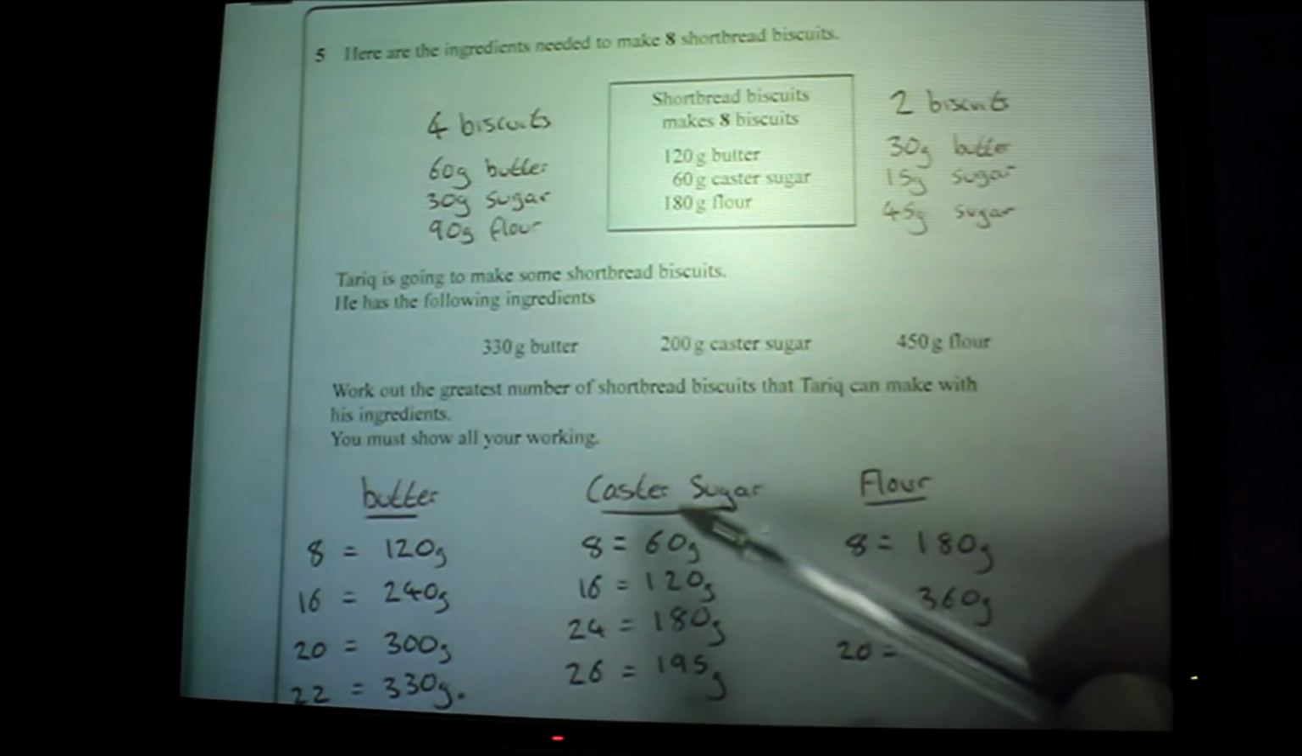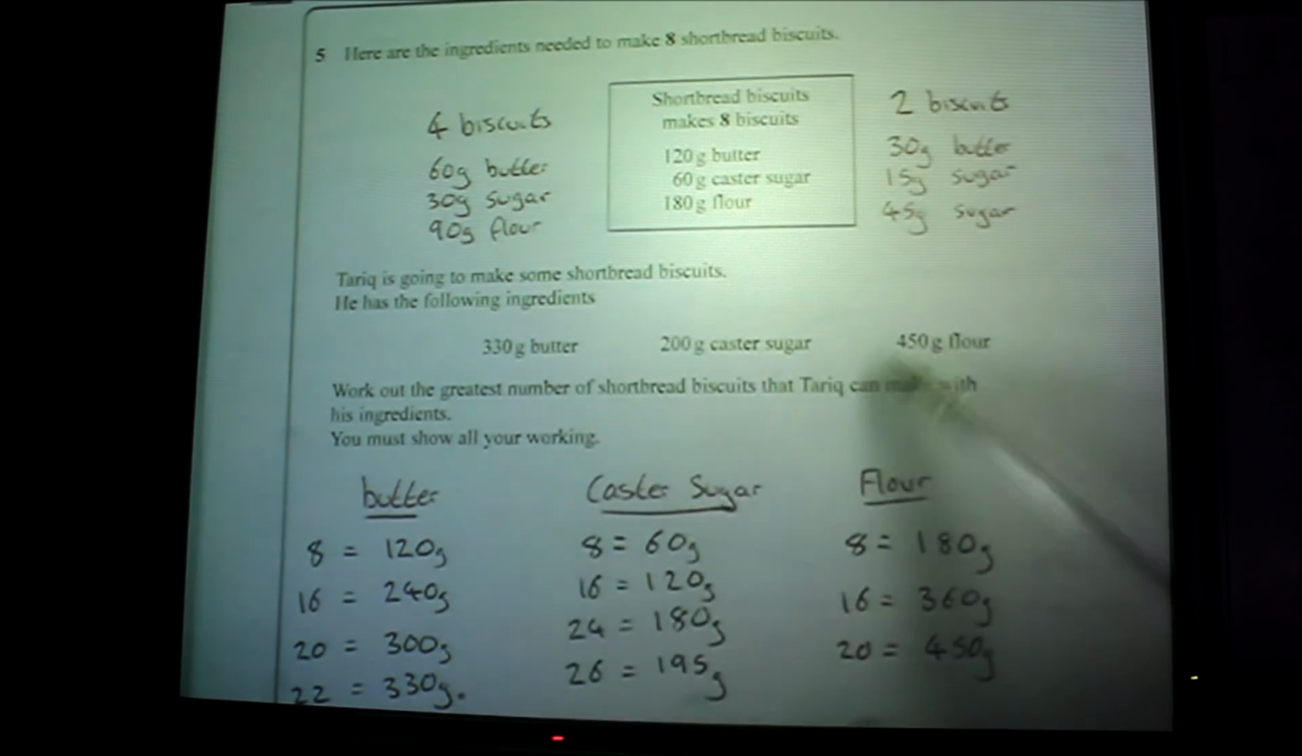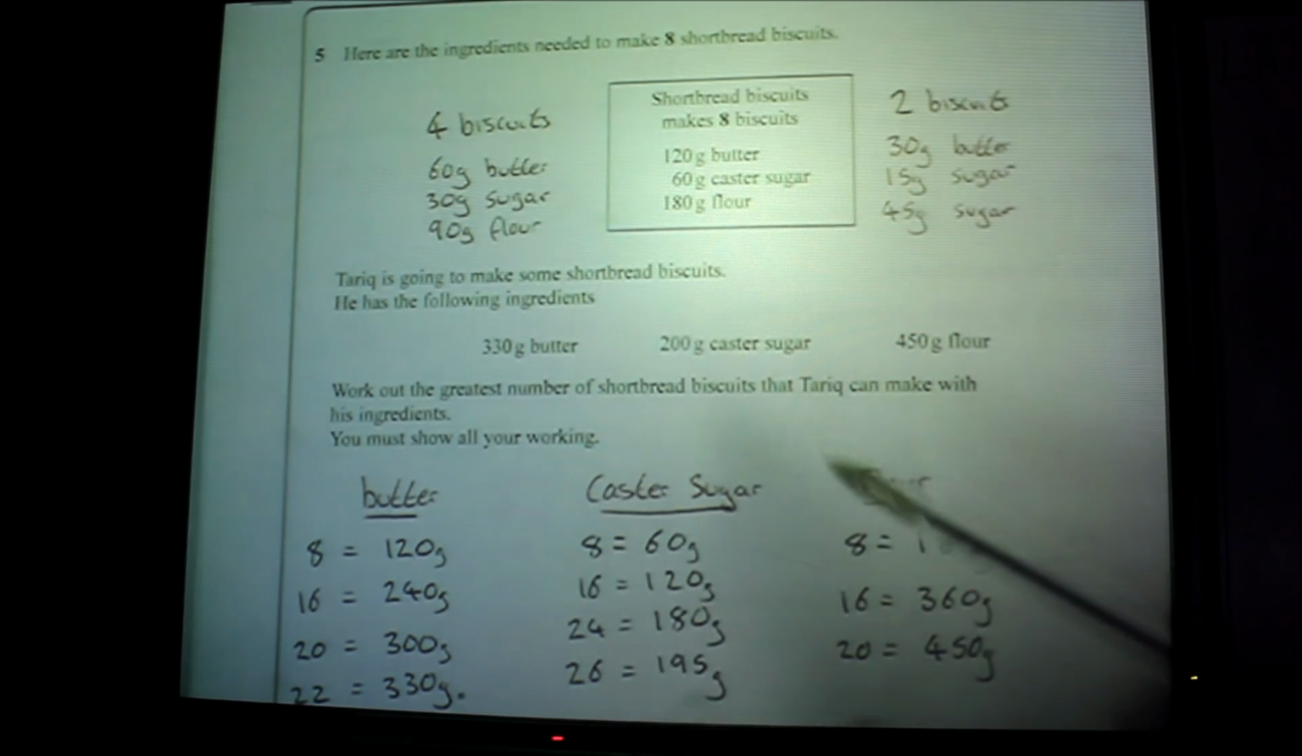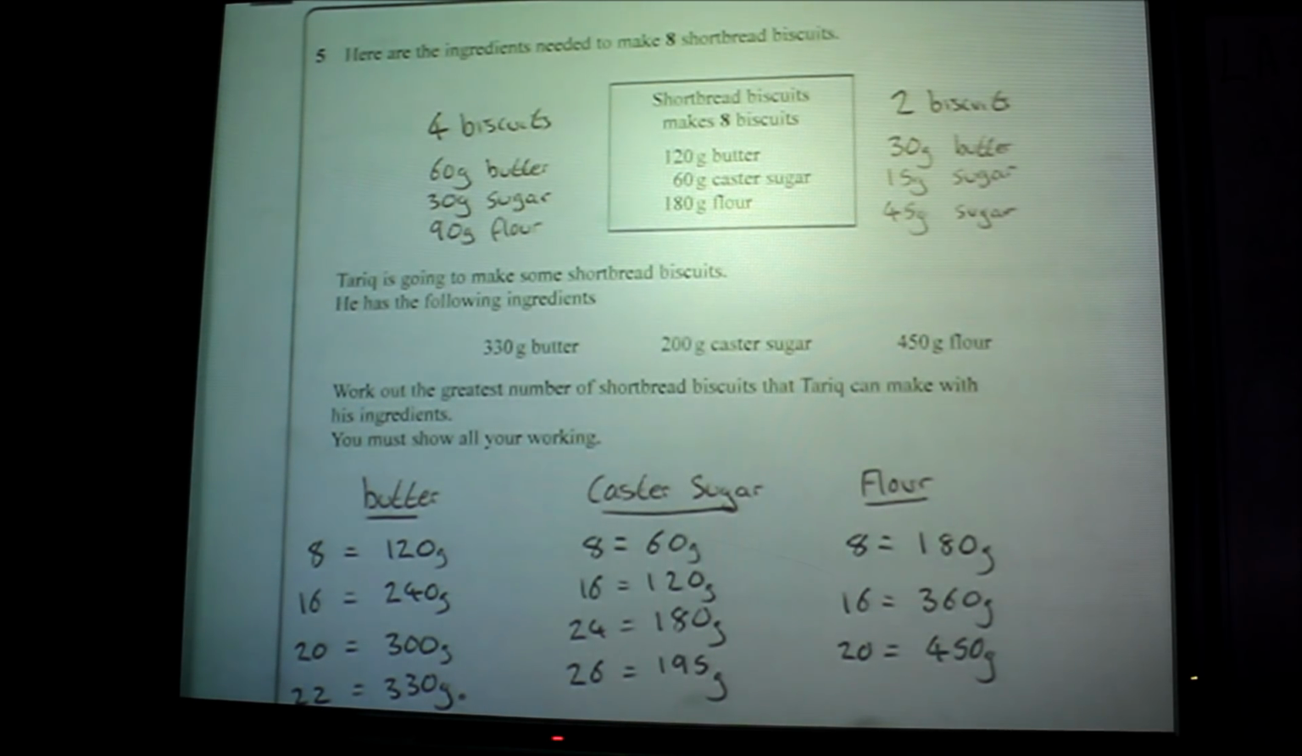He has the following ingredients. So that's what he's got in his cupboard. He's got 330 grams of butter, 200 grams of caster sugar and 450 grams of flour. Work out the greatest number of biscuits he can make.